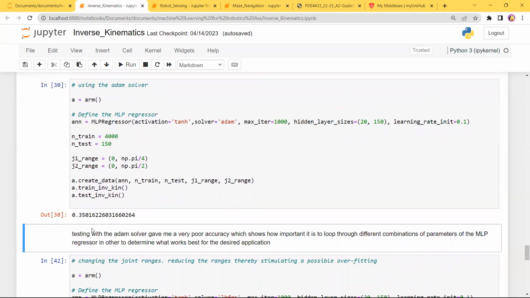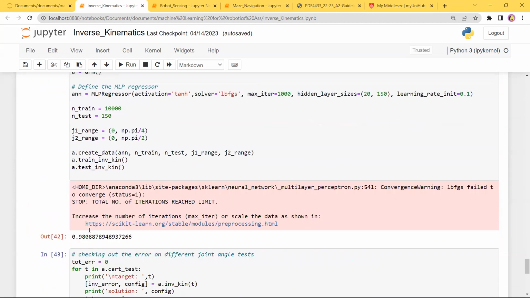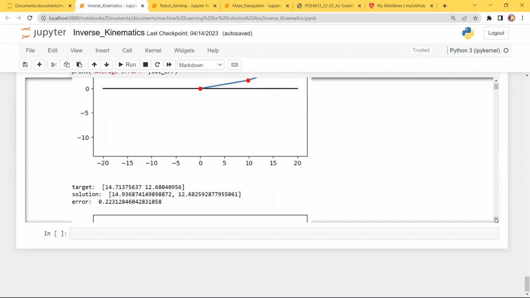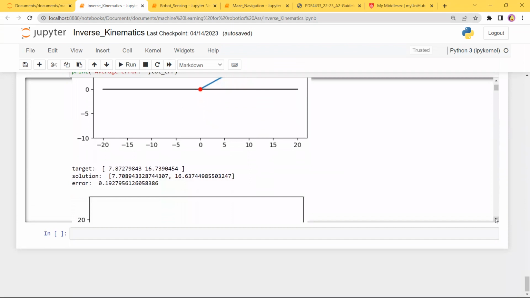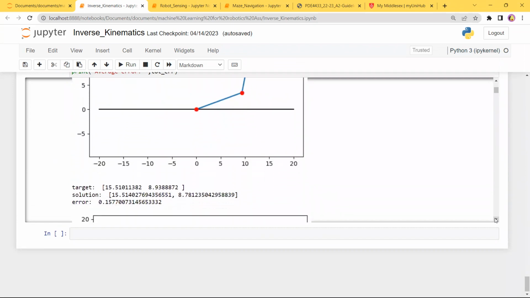That is to show how important it is for us to get the best parameters for the best results. We need to look into different combinations of parameters of the MLP regressor to determine what's best for us. These are the graphs of the plots I made for the errors on different joint angle tests.